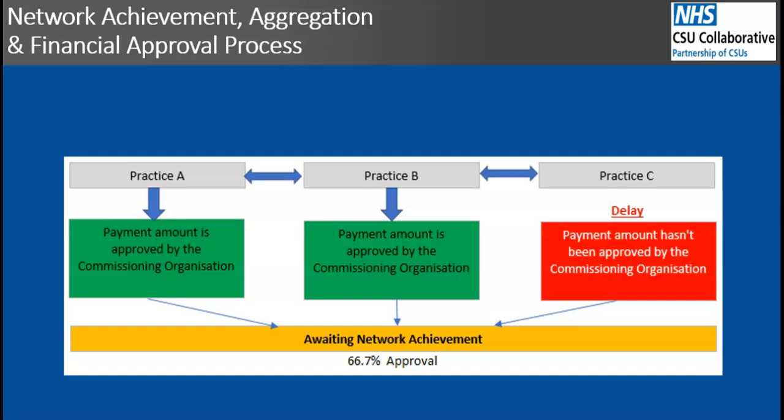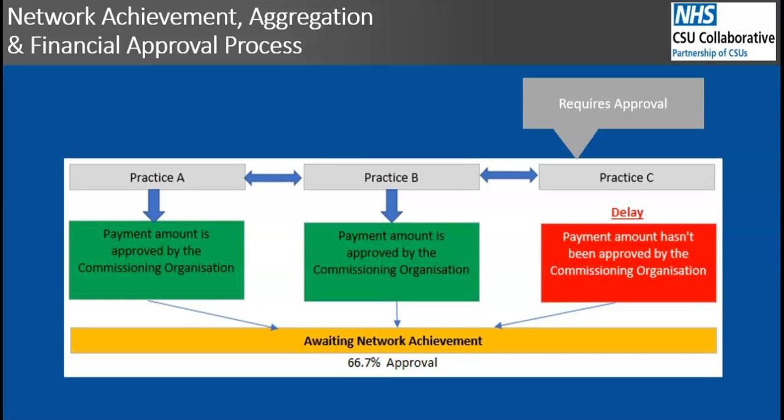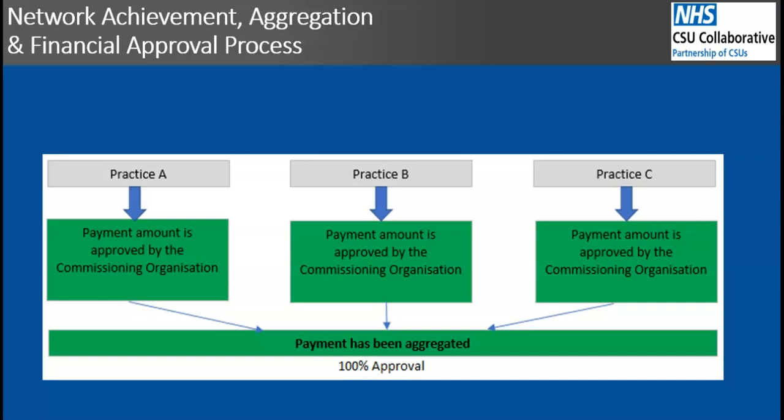Once an individual payment amount within a PCN is approved, it is moved to the new Awaiting Network Achievement status to wait for 100% of the payment declarations to be approved by the commissioning organisation before moving on for final approvals. Once the 100% threshold is met, the individual payments are summed into an aggregated payment declaration for the PCN. This is a process that occurs overnight. These payments will be made to the nominated payee or paid directly to the PCN if no nominated payee exists.